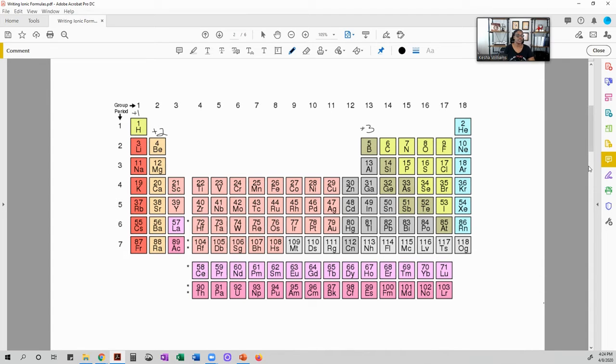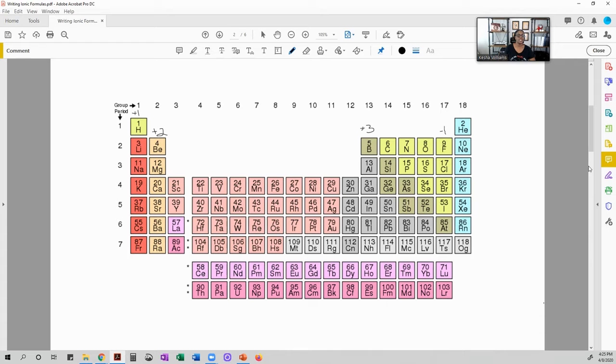Nonmetals tend to gain electrons. They're closer to having that full octet than the metals are. So it's much easier for them to gain electrons than it is for them to lose electrons. So let's look at fluorine, or group 17. In group 17, you have 1 less electron than you would if you had a full set of 8. So with 7 valence electrons, it only needs 1. Once it gains that 1, it will have a negative 1 charge.